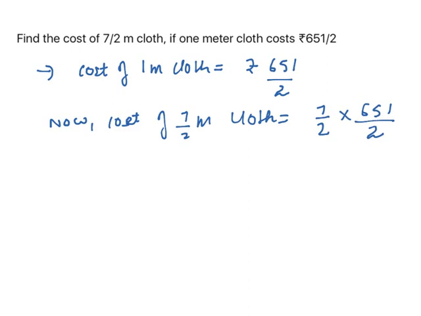First of all we will see whether we can change into the lowest form or not. Here there is no common factor between any numerator or denominator. So we will simply multiply. When we multiply 651 by 7, we will get 4557 divided by 4. So we have to pay rupees 4557 by 4 for 7 by 2 meter cloth, or we can say the cost of 7 by 2 meter of cloth is 4557 divided by 4.